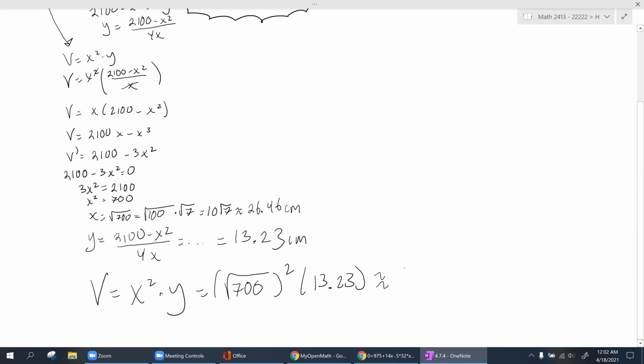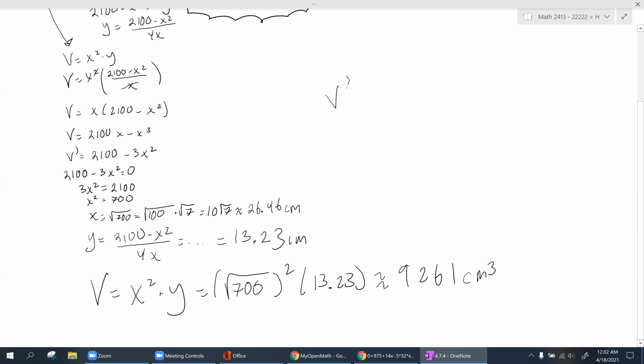This here gives me approximately 9261, where we're dealing with volume. So this here is going to give me centimeters cubed, right? So there we go. Let's just say you want it to be more specific, and I wanted you to show me by using a test that this is a maxima.